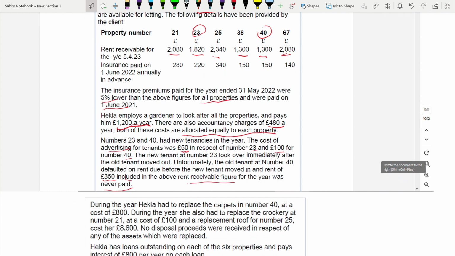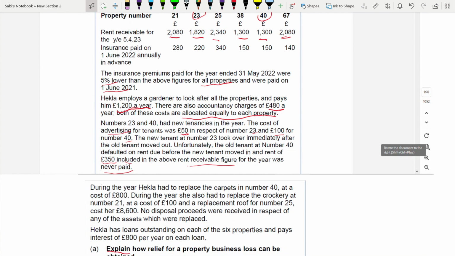No, can't do that. During the year, Heckler had to replace the carpets in number 40 at a cost of 800. She also had to replace the crockery at 21 at a cost of 100 and a replacement roof for number 25 at this is the cost. All these are expenses. No disposal proceeds were received in respect of any of the assets which were replaced. Then they took a loan on each of the 6 properties and pays interest at 800 per year on each loan.